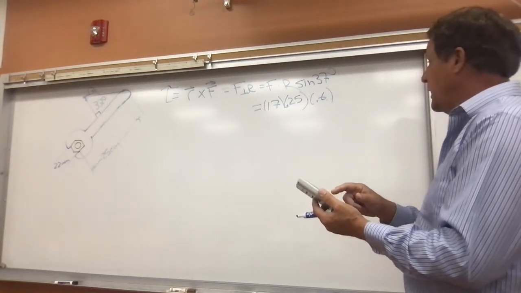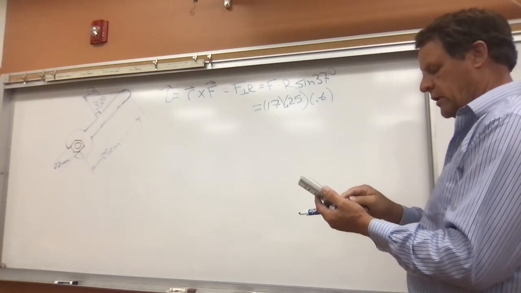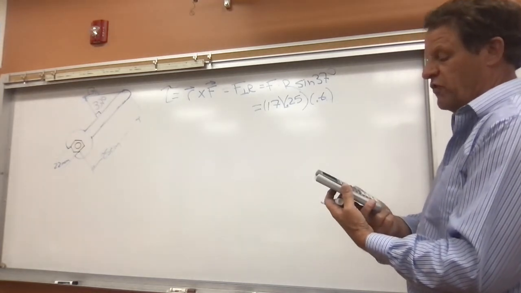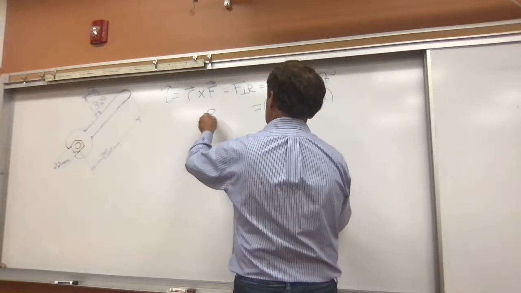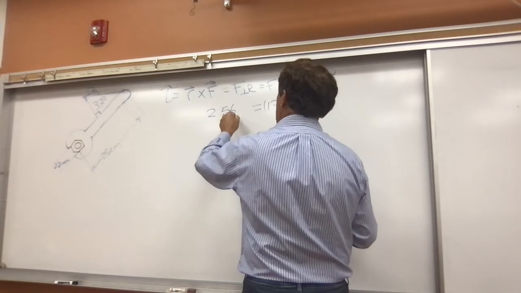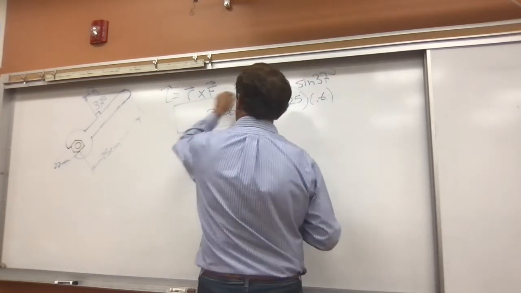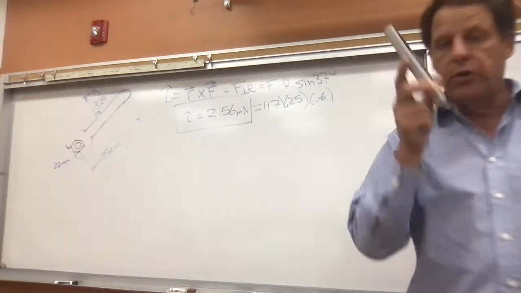So it's going to be times sine of 37, and we're going to get 2.5577. So we're going to call that 2.56, and that would be meter newtons. Okay, so our torque would be meter newtons.